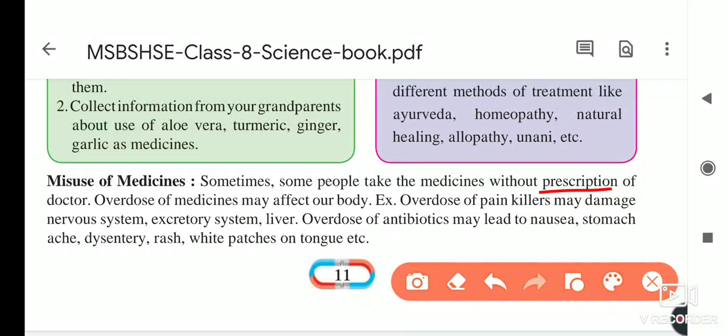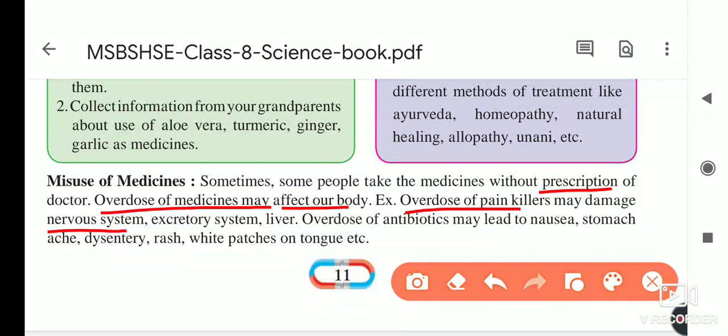But it is actually not right, because the person who is giving the medicine is not an expert in prescribing medicine. So overdose of medicines may affect our body. For example, overdose of painkillers may damage the nervous system.